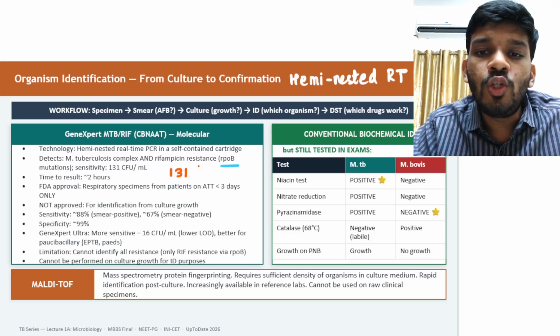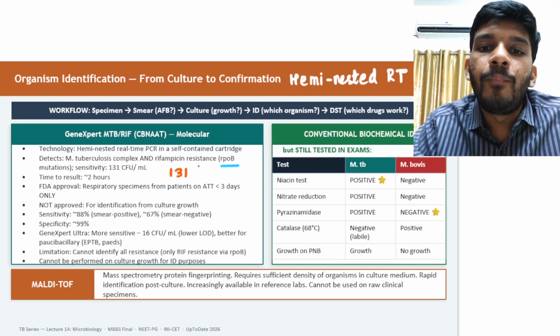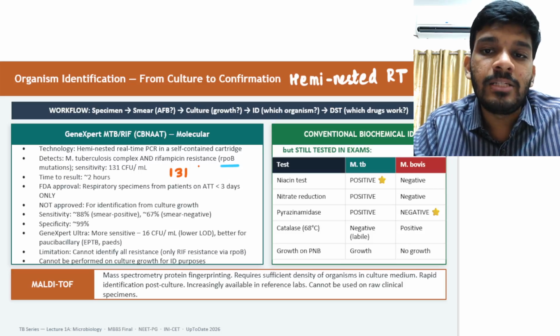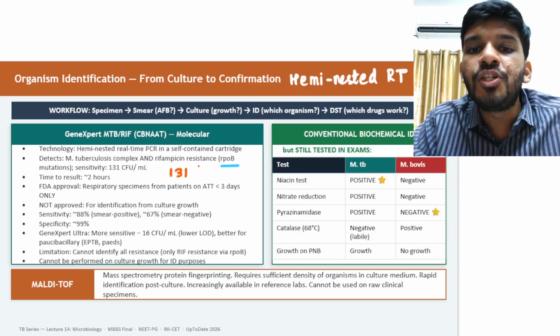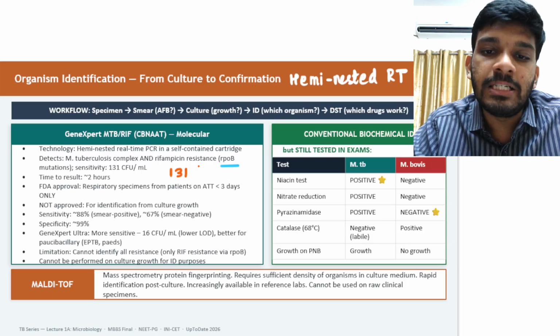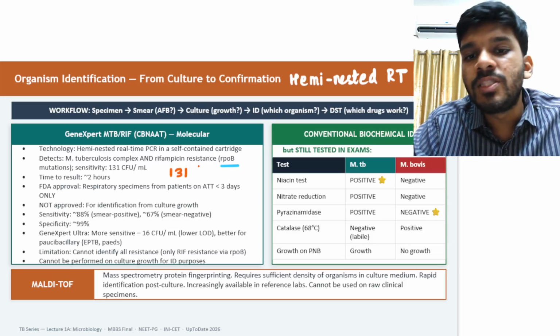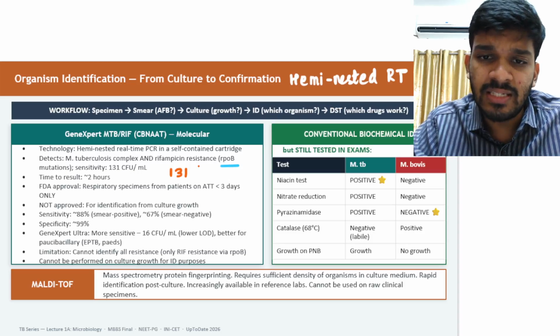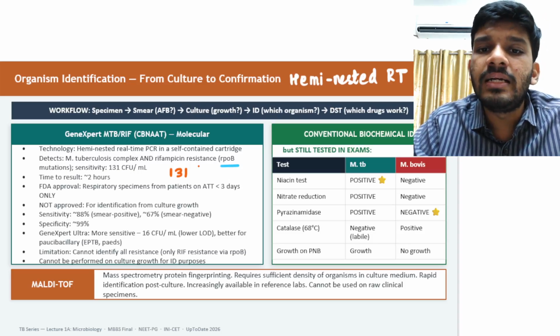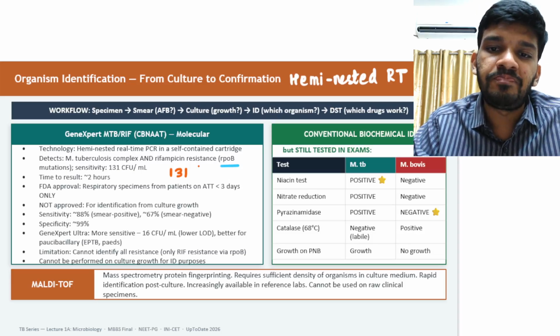You get a result within 2 hours, and it is approved for respiratory specimens, and it is not approved for identification from culture growth. You have to take it from a respiratory specimen. And in smear positive cases, you have seen a sensitivity of 88%, 67% in smear negative cases. But if you get a positive result, it is 99% specific.